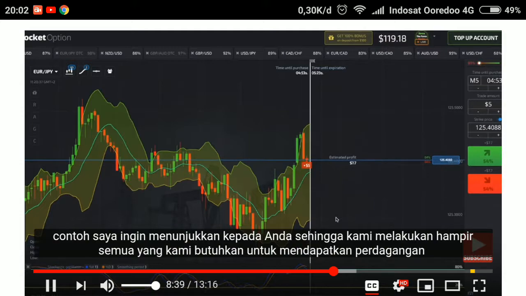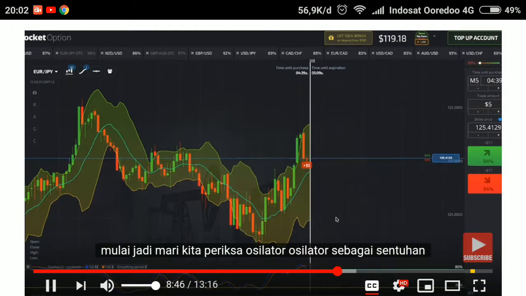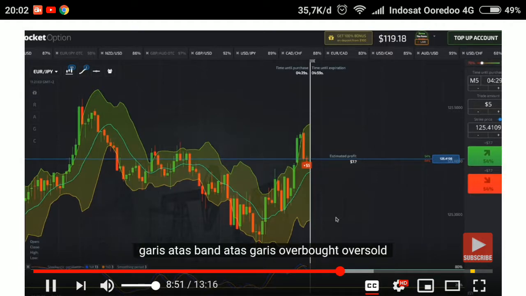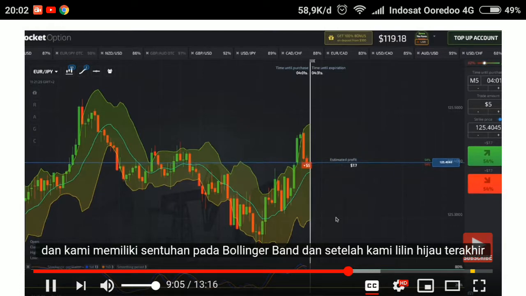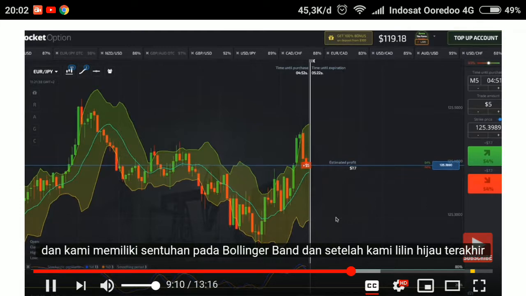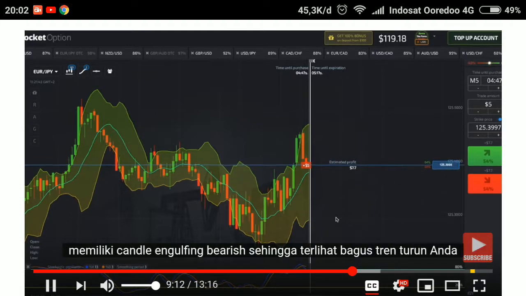This is the second example I want to show you. So we do have pretty much all we need to get the trade starting. So let's check for the oscillator. The oscillator has a touch on the upper line of the overbought line, and the candles required are 3, but we have at least 4 green candles, and we do have a touch on the Bollinger Band. And after the last green candle, we have a bearish engulfing candle.